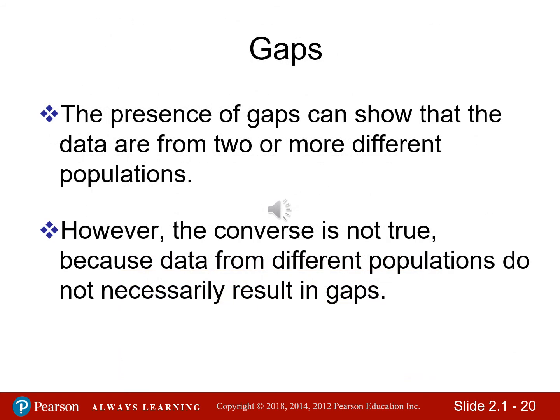The presence of gaps in the data set can suggest that the data might come from 2 or more populations. However, the opposite is not true. If your data set does come from two different populations, you may not necessarily find any gaps in the data.